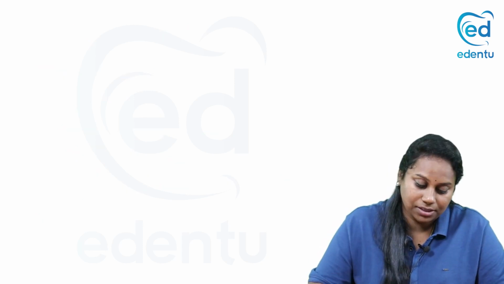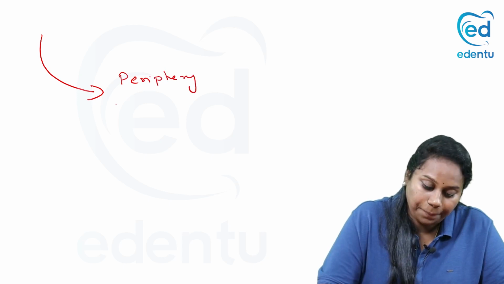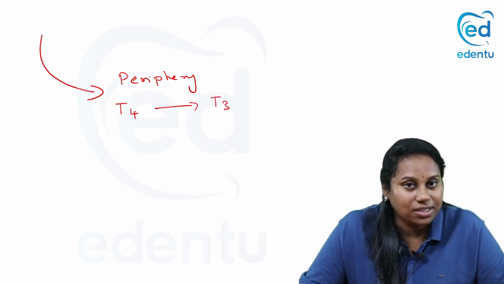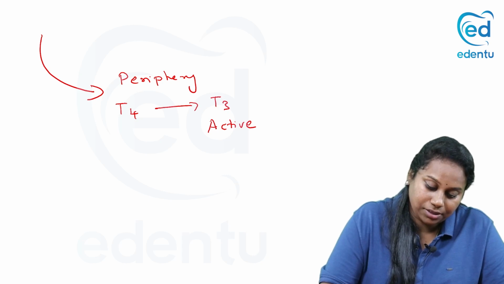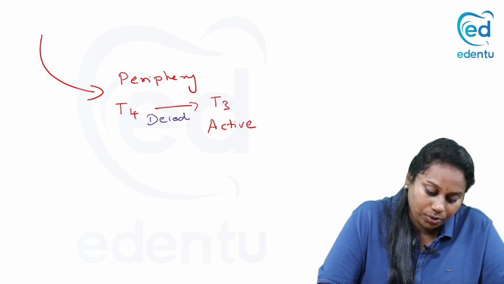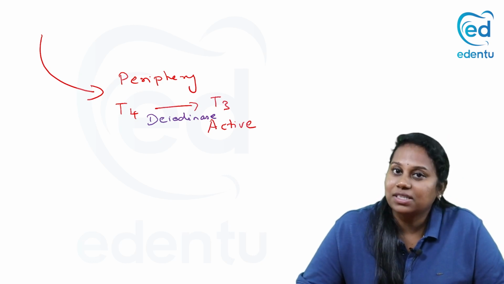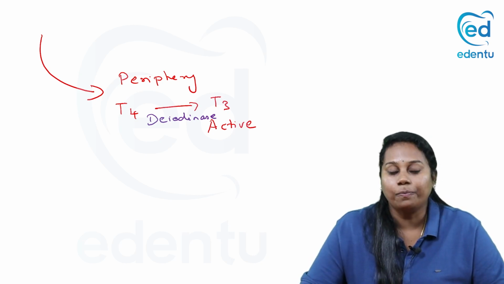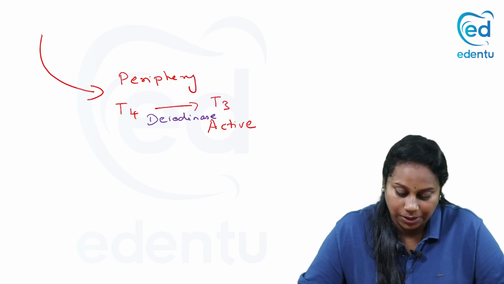And once it is released, it goes into the periphery, and in the periphery, T4 is converted into T3. So why should T4 be converted into T3? Yes, because only T3 is the active form. And the enzyme which helps in this reaction is called deiodinase. So what's the function of deiodinase? It converts T4 into T3, the active form, and T3 will exert all its functions. So this is how thyroid hormones are synthesized, moved into the periphery, and T3 exerts its action.